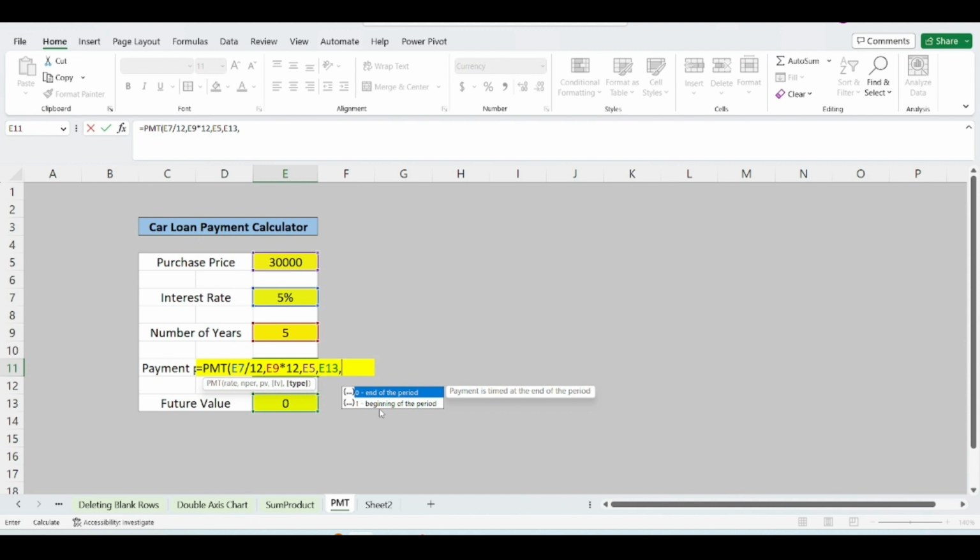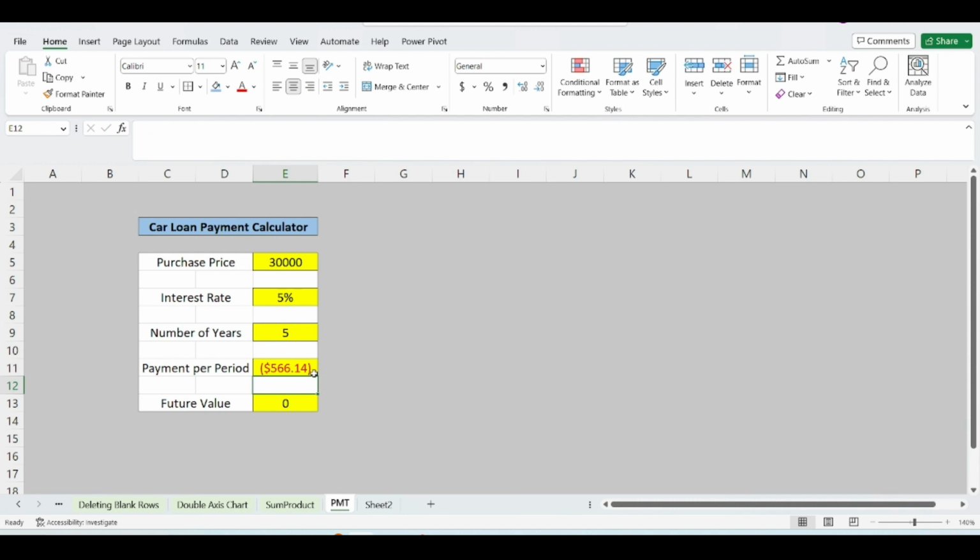And then we see here 0 or 1 for type of payment. It's safest to put at the end of the period. That's pretty normal when doing these calculations. So just go ahead and put 0 for this entry and then close parentheses. And then our payment will pop up right now.